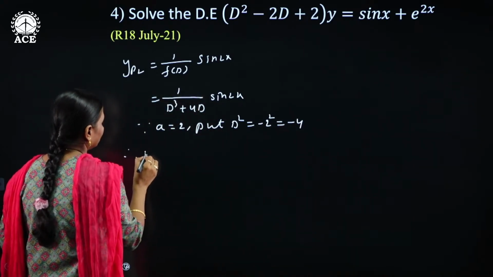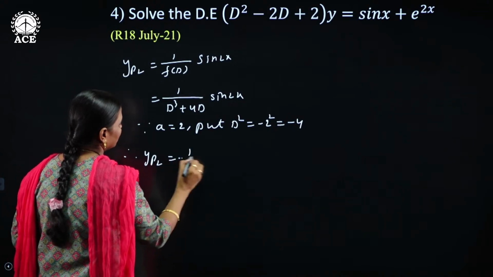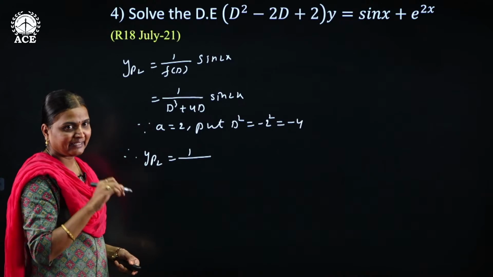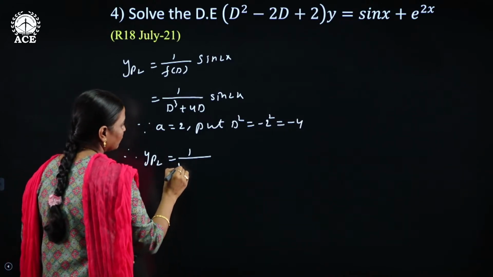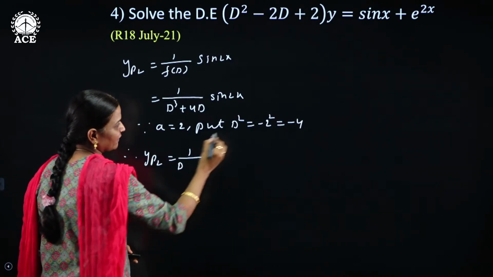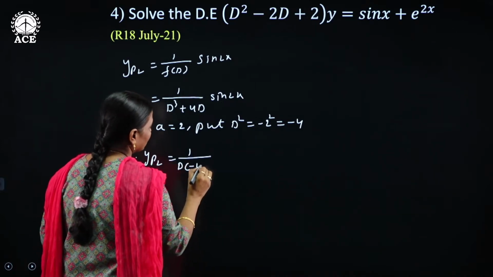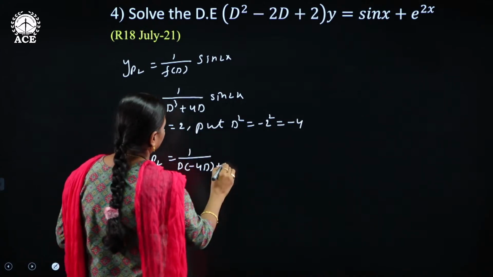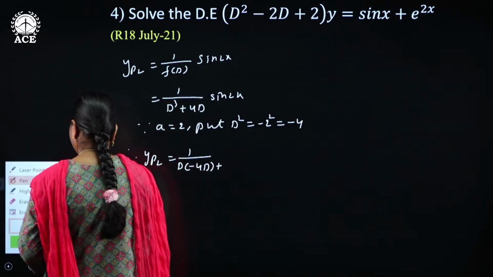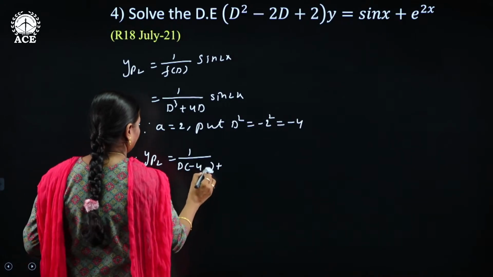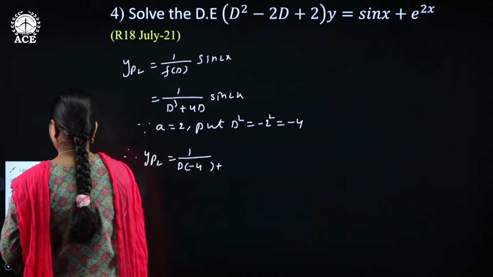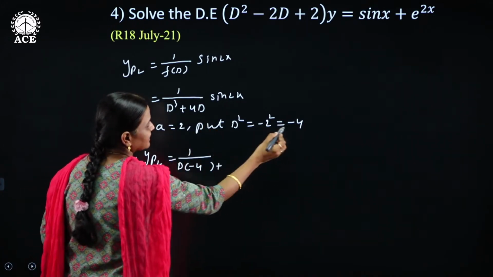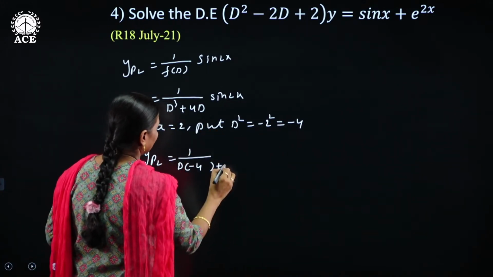So therefore particular integral yp2 is equal to 1 by, substitute only in d square, not in d. So how to write d cube? D cube can be written as d into d square. But what is d square? D square is equal to minus 4, so d into d square is equal to minus 4d plus 4d.